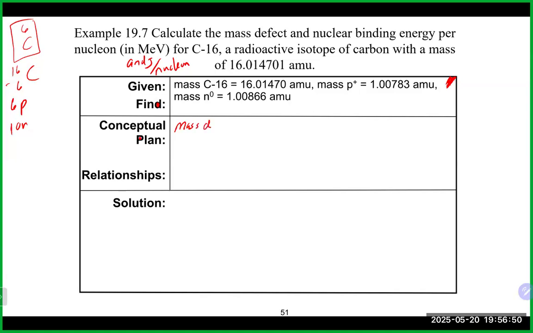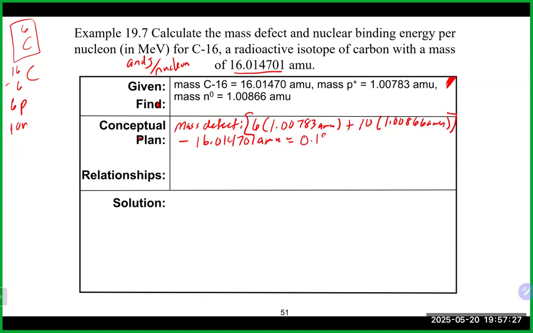So our mass defect will be our 6 protons, and we'll use the number they got here, 1.00783 AMU, added to our 10 neutrons at 1.00866 AMU. And then we're going to subtract that from the atomic mass of our guy, which is 16.014701 AMU. That's going to give us the difference in mass of the isotope to the particles that make it up, that will be converted into energy in this case.